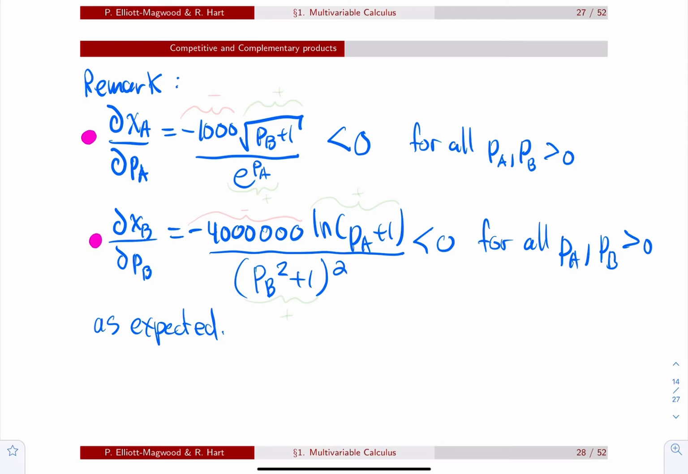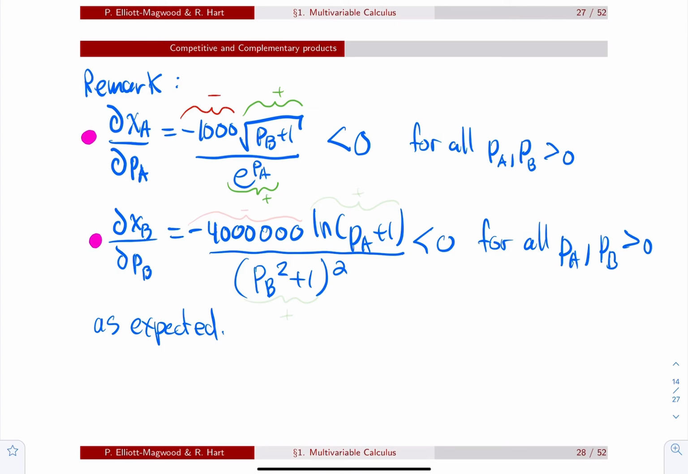As a partial derivatives question, if you compute ∂XA/∂PA, you're going to get minus 1,000 times the square root of PB plus 1 over e^PA. And again here, minus 1,000, that's going to be negative. The square root is going to give out something positive. Same thing here for the exponential function. It's always going to be positive. So overall, that partial derivative is negative, and we're expecting that. This is always going to be the case. If not, something is fishy.